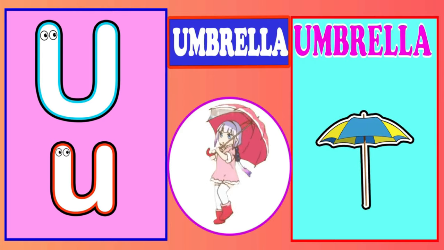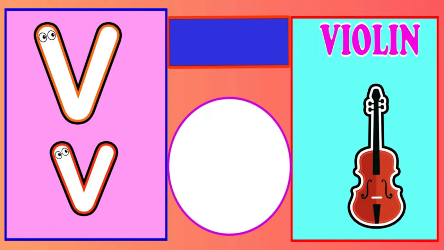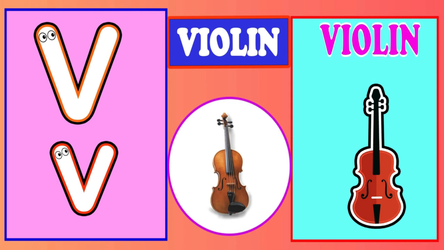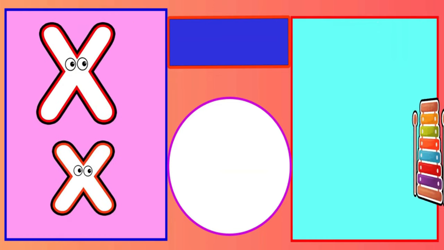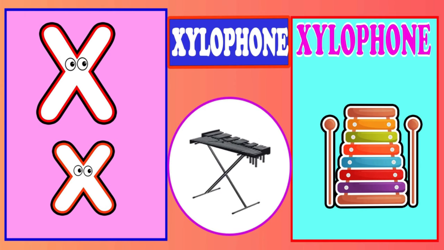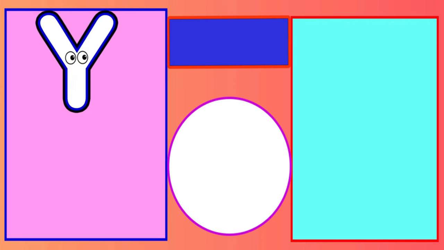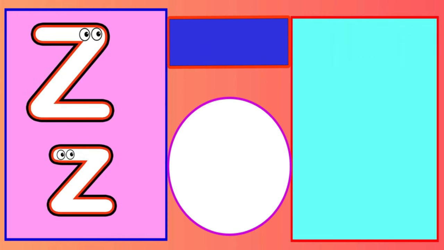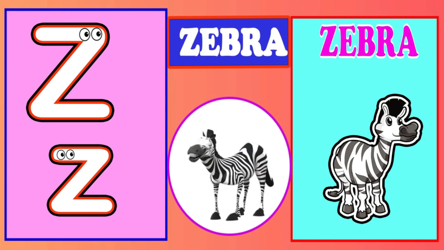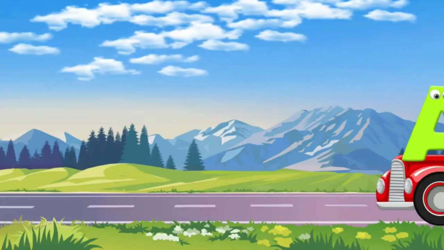U is for umbrella. Umbrella. V is for violin. Violin. W is for whale. Whale. X is for xylophone. Xylophone. Y is for yo-yo. Z is for zebra. Zebra.